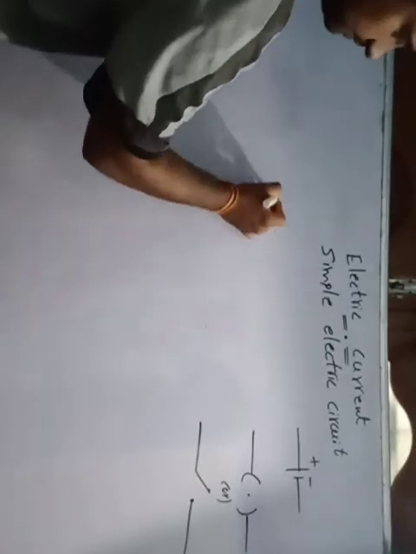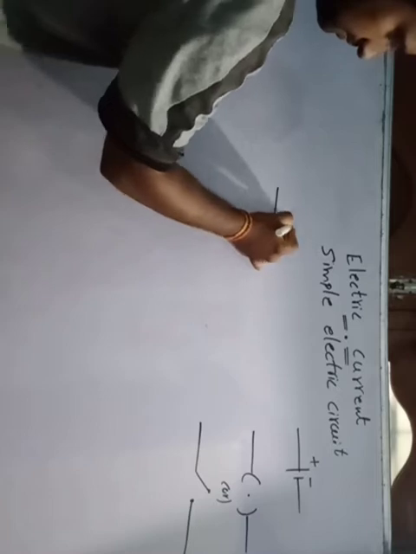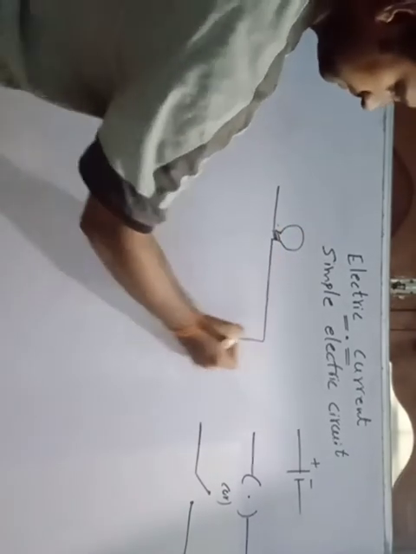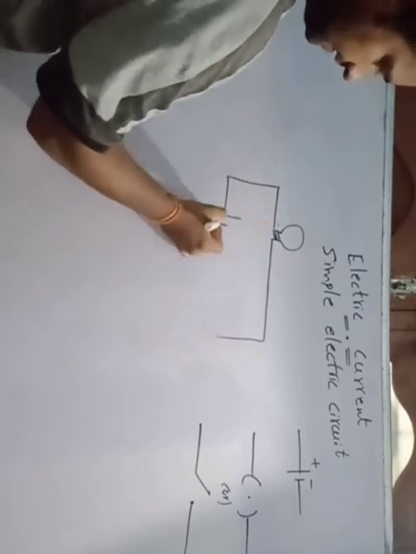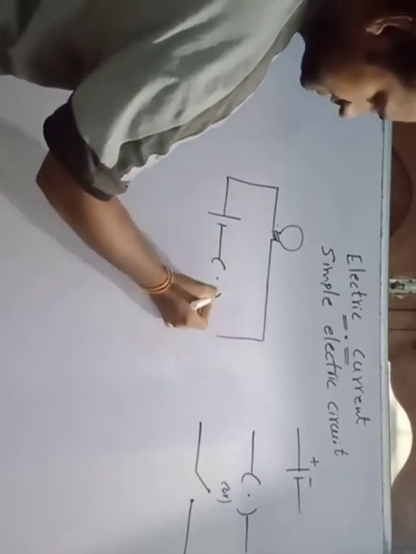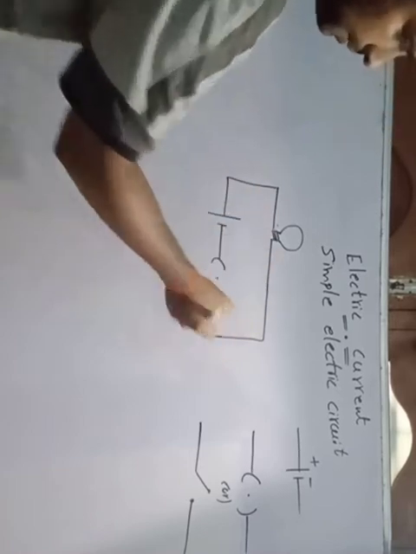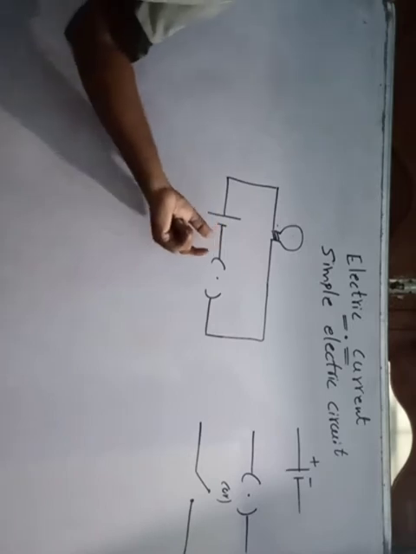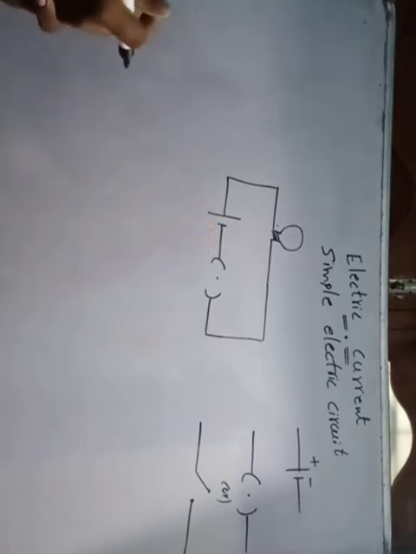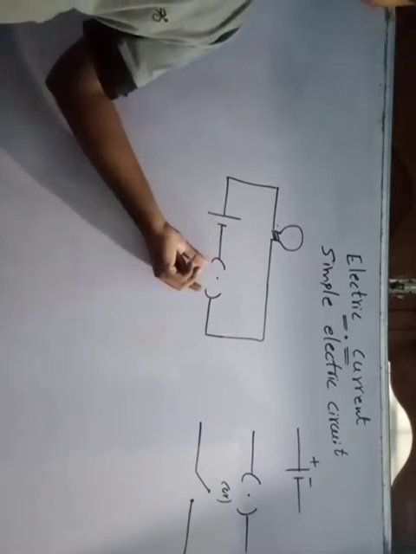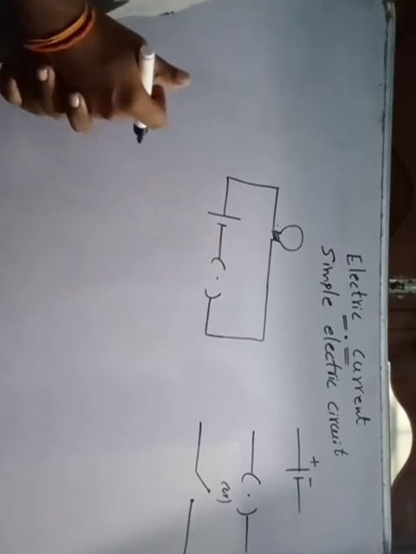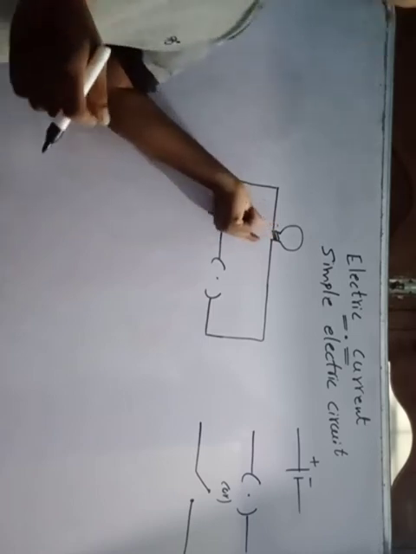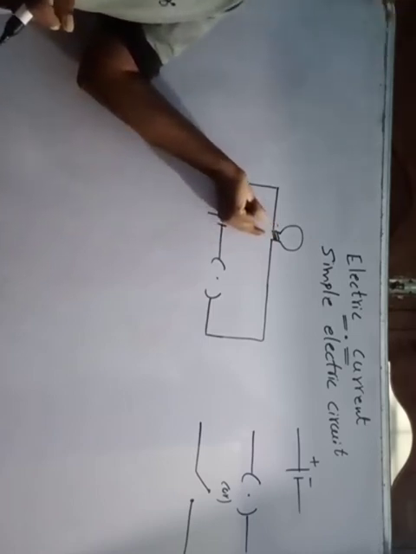A bulb, battery, and switch are connected with copper wire. For example, here they are connected with copper wires. This is a simple electric circuit. Now switch on the circuit. What do you observe? The bulb glows. The bulb glows. Clear?